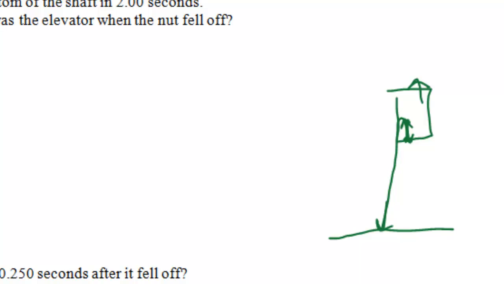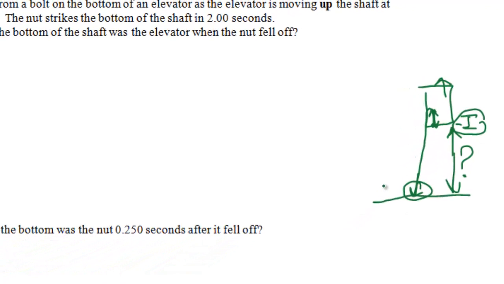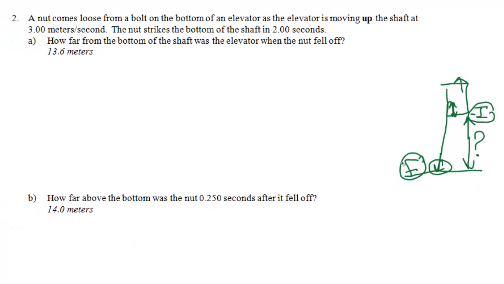The question is, how far from the bottom of the shaft was the elevator when the knot fell off? So we need to find this displacement, this distance. So basically everything here will be our initial position. This is the initial position, and at the bottom of the shaft is our final position.